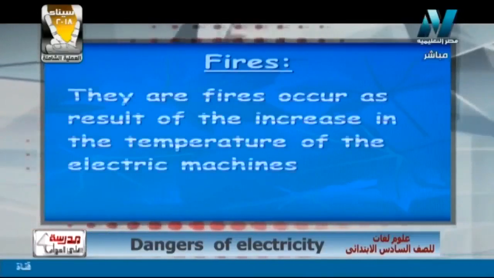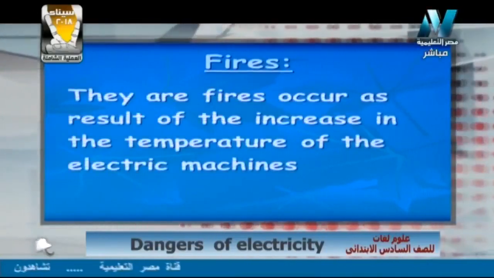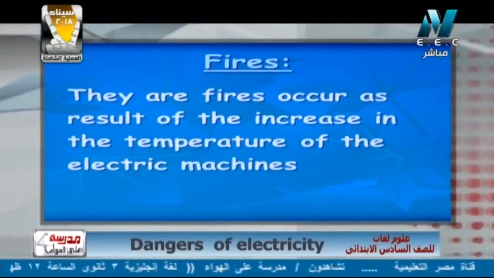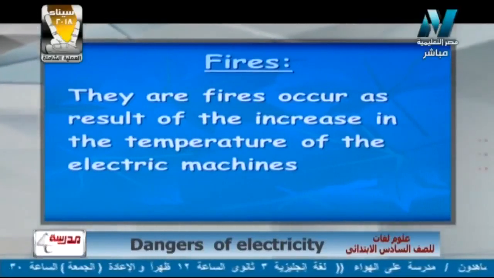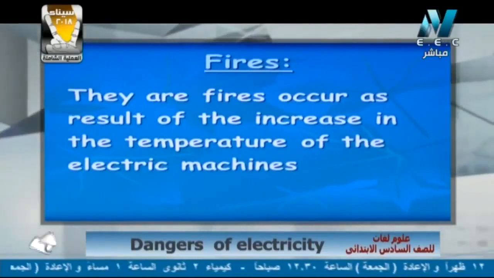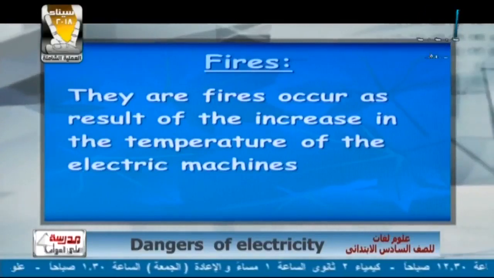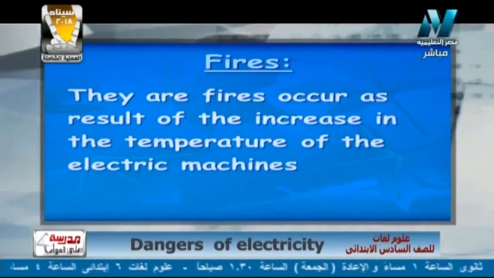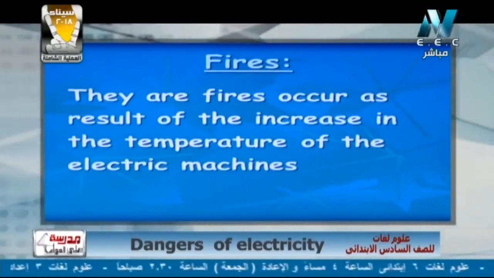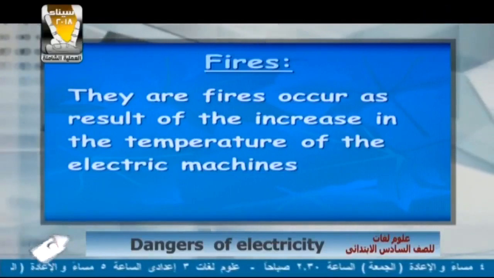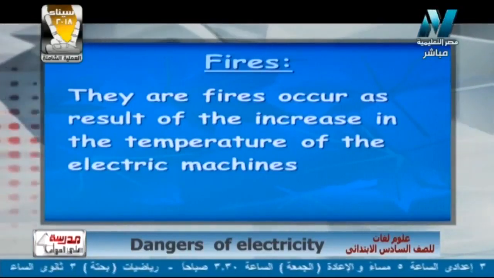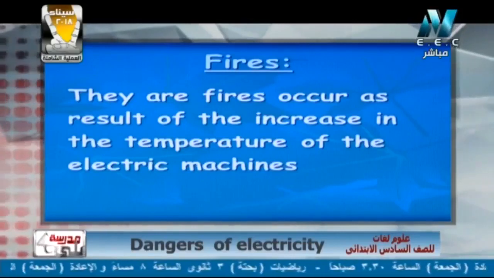What's meant by fires? Fires occur as a result of the increase in the temperature of the electric machine. They are fires that happen because of an increase in the heat of some machines or devices that work with electricity. Such as what? Such as electric iron, electric heater, electric stove for example, and so on. So again, fires occur as a result of the increase in the temperature of the electric machine.